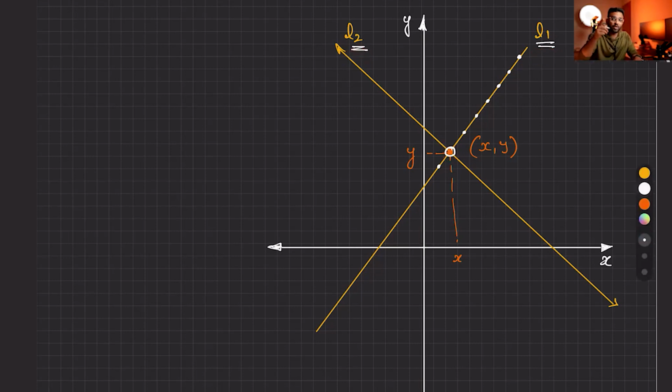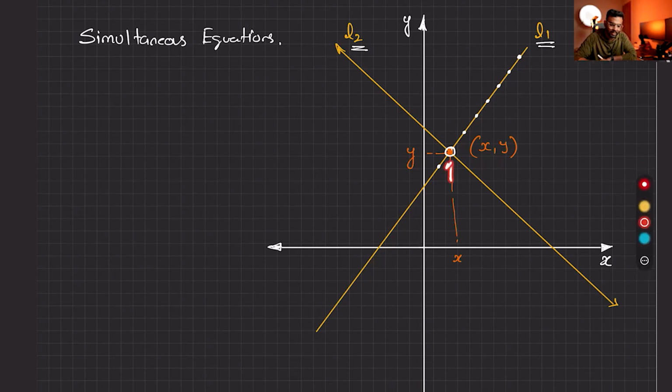Okay, so when two lines come together, we call them simultaneous equations. So when you have two at the same time, exactly. So we have simultaneous equations. Simultaneously, this one point is going to satisfy both the lines because it's a common point. Are you guys with me on this?